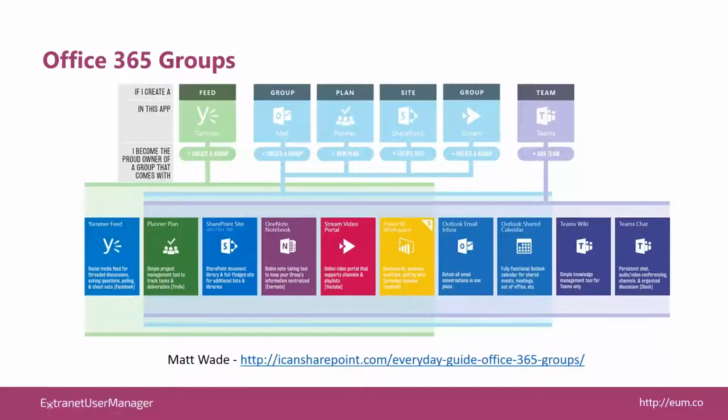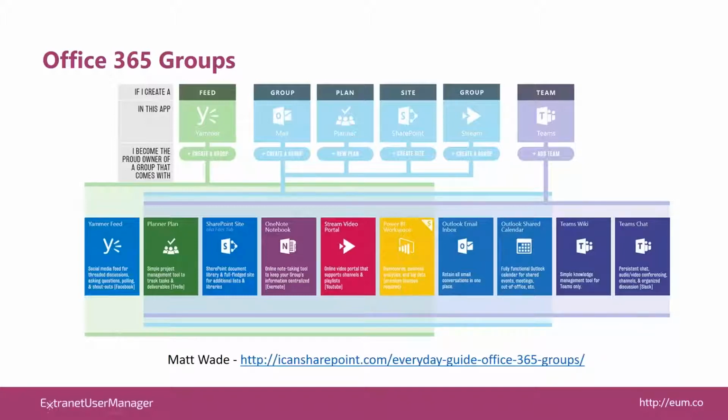This is a good slide done by Matt Wade, another Office 365 MVP. It explains, depending on where I start, what sort of things I get coming out of that. And we're going to focus on SharePoint in the middle there. When we create a modern team site through SharePoint, we get all the blue items. So we're going to get a Planner, the SharePoint site obviously with a OneNote notebook inside of it, a Stream video portal, and a Power BI workspace. We're also going to get an inbox and shared calendar stored in Exchange.